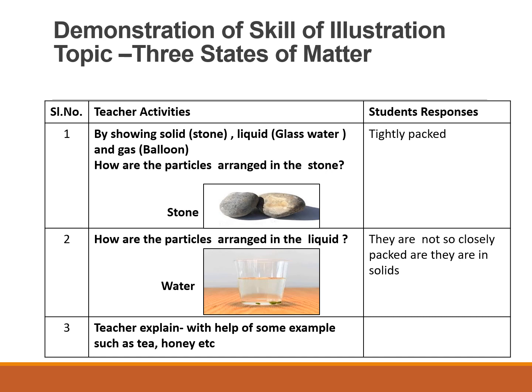And next, the teacher asks again, how are the particles arranged in a liquid? By showing the chart and a glass of water, the teacher explained that in a liquid such as water or tea, particles are close to each other, but they are not so closely packed as they are in the solid, as the student's answer said.